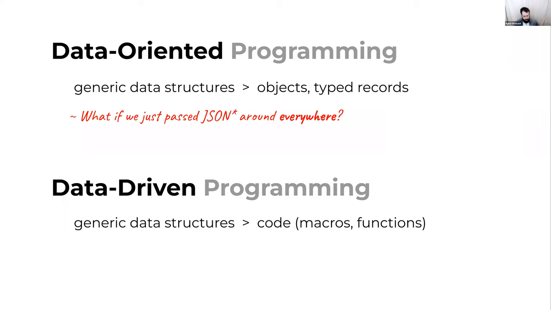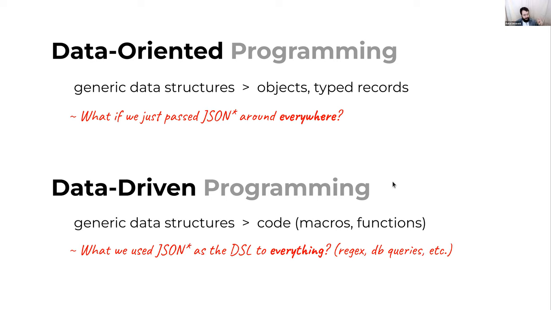And it's particularly used for creating DSLs, so domain-specific, like little sub-languages. And my quick universal way of describing that is, what if we used JSON as the DSL to everything? Like, what if we needed to write some regex? What if it was in JSON? What if we needed to talk to and from our database? So instead of writing select statements in SQL, what if we represented them as JSON?